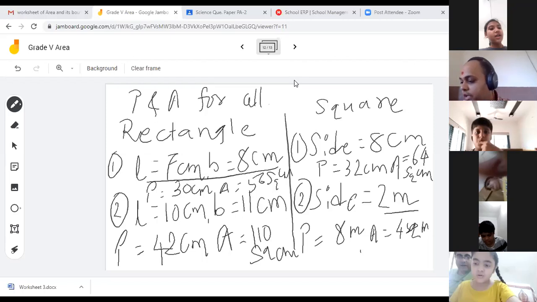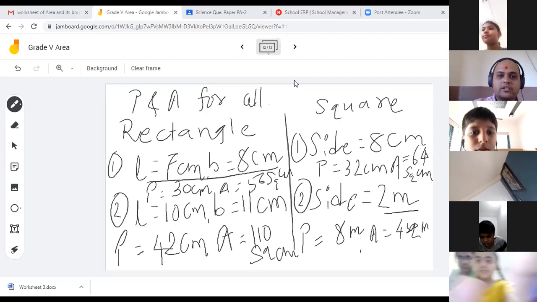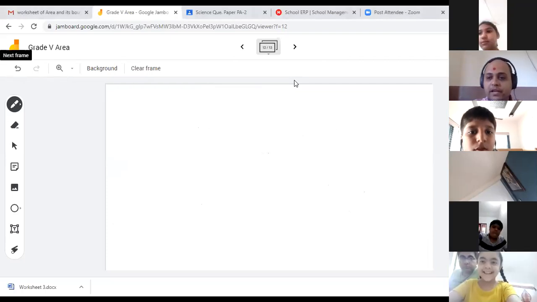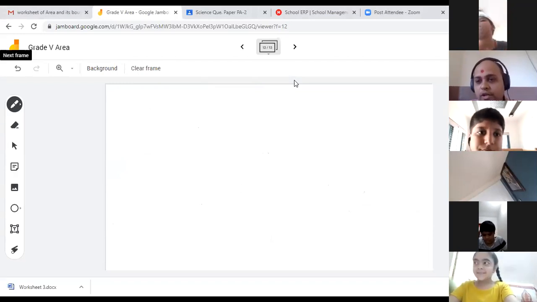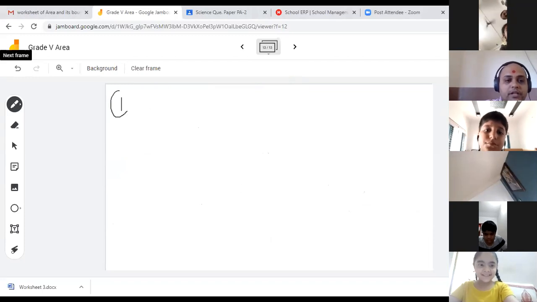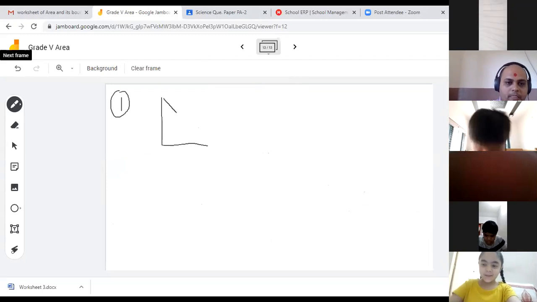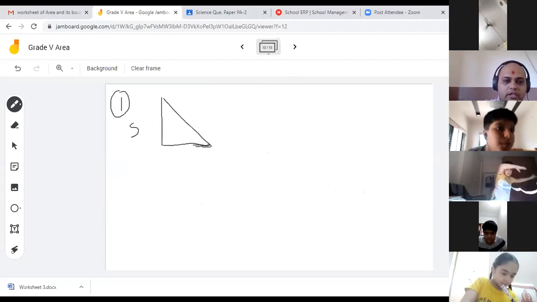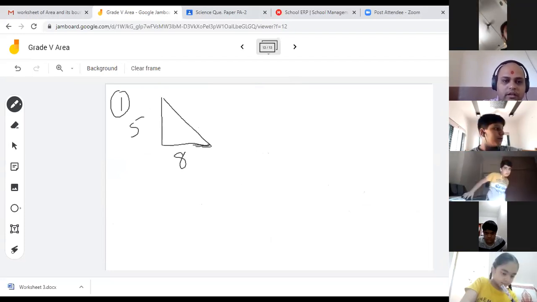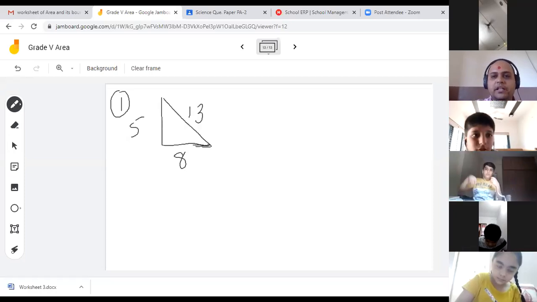All right then. Now next, we will do the perimeter and area of a triangle. Let's do this one example. Write down today's date. Here is 5 and 8, and this one is 13. For this triangle, find perimeter and area.